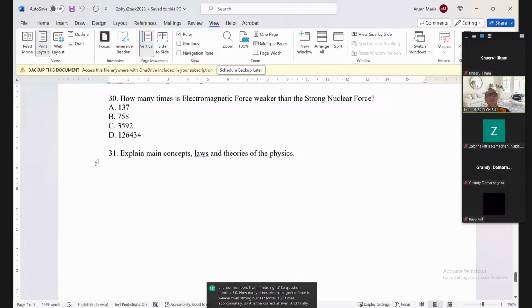And finally, question 31: explain main concepts, laws, theories of physics. What that means is, please write anything about what you understand, for example, theory of everything, quantum computing, quantum teleportation, general relativity, anything which might be interesting for you, or that you want to share, so that I try to understand what you understand, and maybe I can help you to understand things better.